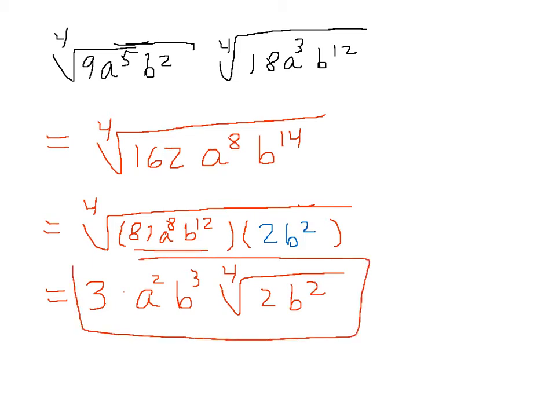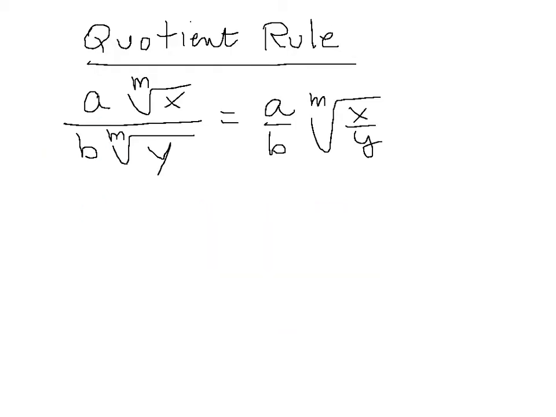So there you go. It's a good example to kind of look through, make sure that you can follow each step before we go on. So here's the quotient rule, same idea as the product rule. Nothing surprising here. So let's see how we use this.